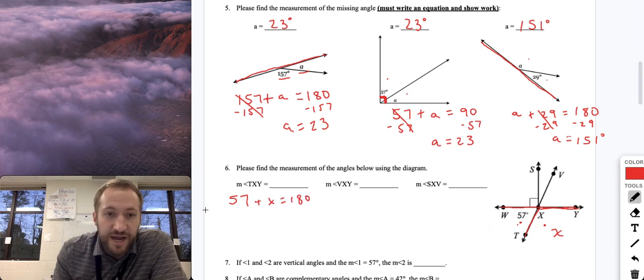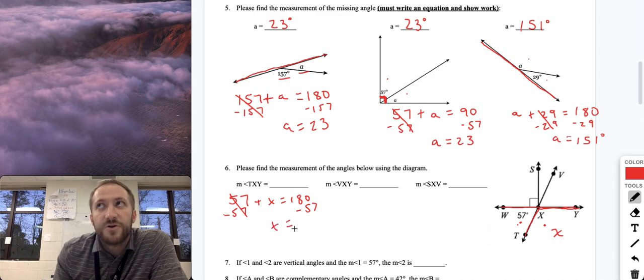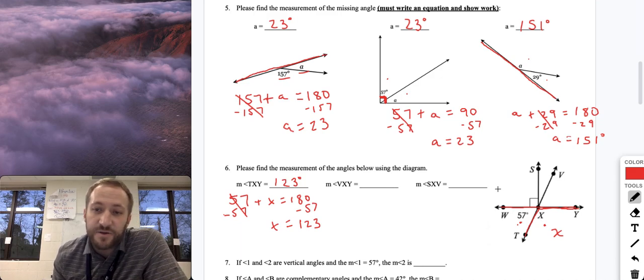So now let me go and subtract 57 on both sides. Minus 57, minus 57. X is equal to, let's see, that's 123. Yeah, that's right, 123. 123 degrees. Let's look at the next one, angle VXY.